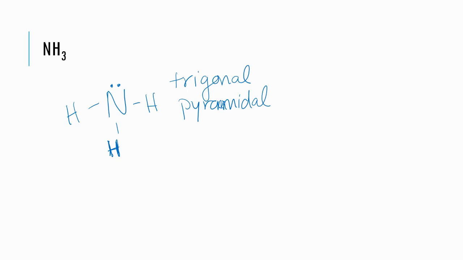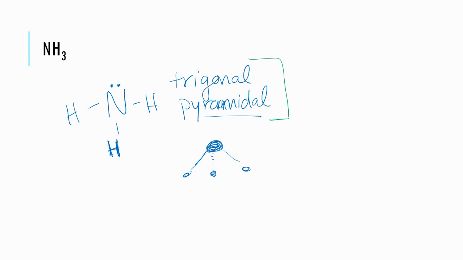So that's trigonal pyramidal, right? If I were to draw it in 3D, it's going to look like this. Maybe this one's further back. Looks like a little pyramid, right? With the nitrogen on the top. This is one of those shapes that we talked about in our shortcut. This shape, I told you, tends to be polar.